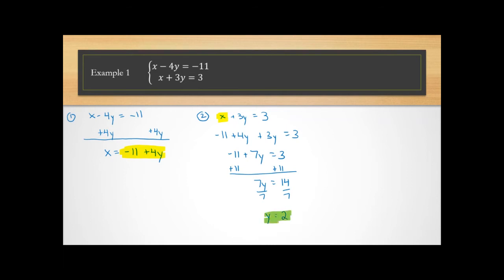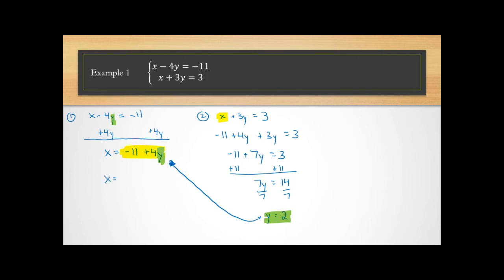So now that I have y equals 2, I need to go back to my first equation and plug it in for y so that I can figure out what x is. Or I can also plug it into my solved equation, which is actually the easiest one to do. So basically you're taking your answer and now you're replacing y so that you can find what x is.